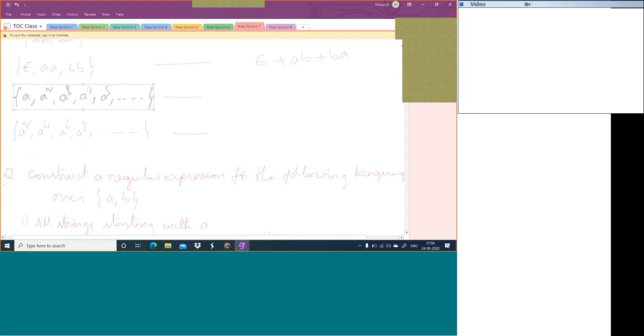So guys, A plus means A, A square, A cube, A power 4, A power 5, and so on. In this we don't take epsilon. Here we have A, here we have A, here we have A. From all these I am taking A common. If I take A common from A, epsilon will be there.